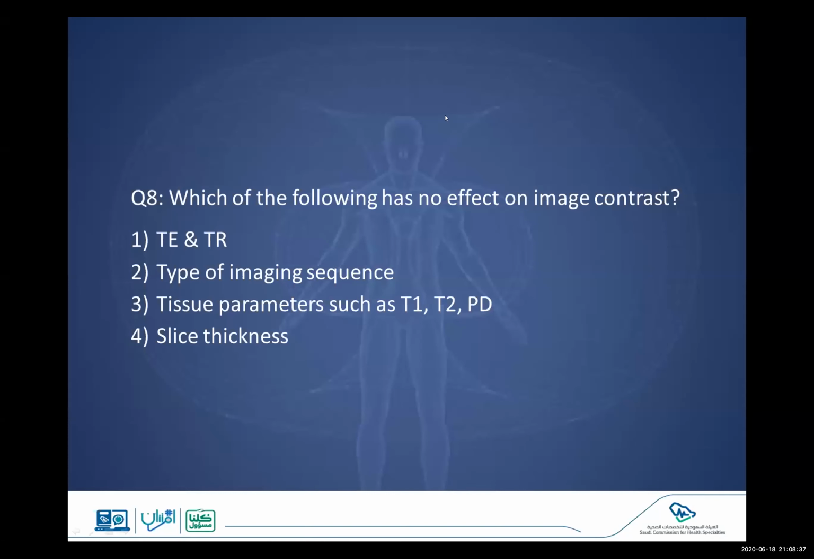Okay, so we are talking about image contrast. Which one of the following has no effect? TE and TR are external parameters and they directly affect image contrast. Type of sequence, like spin echo, fast spin echo, gradient echo, will affect image contrast. Tissue parameters like T1, which are internal parameters, directly affect image contrast. Slice thickness will affect resolution and signal to noise ratio, but in general will not affect your image contrast.